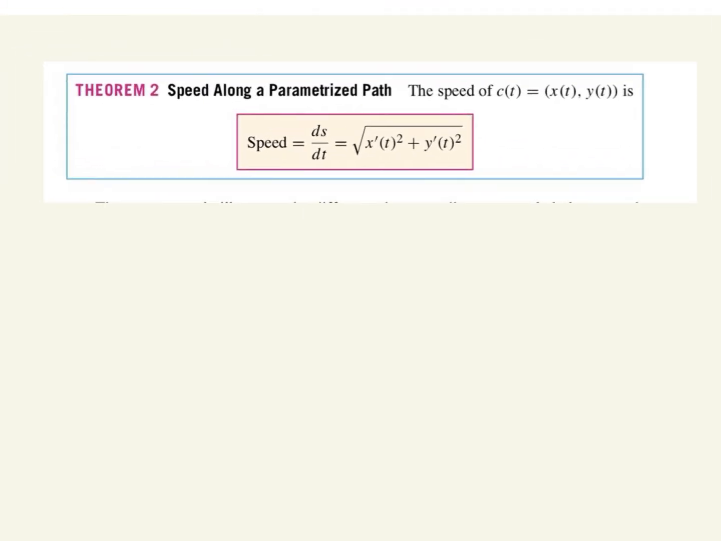Okay. Speed along a parametrized path. The derivative, ds over dt, is just the inside of that integral. We don't want to add everything up. We want to derive the integral, so we're just looking at that square root portion. Okay?